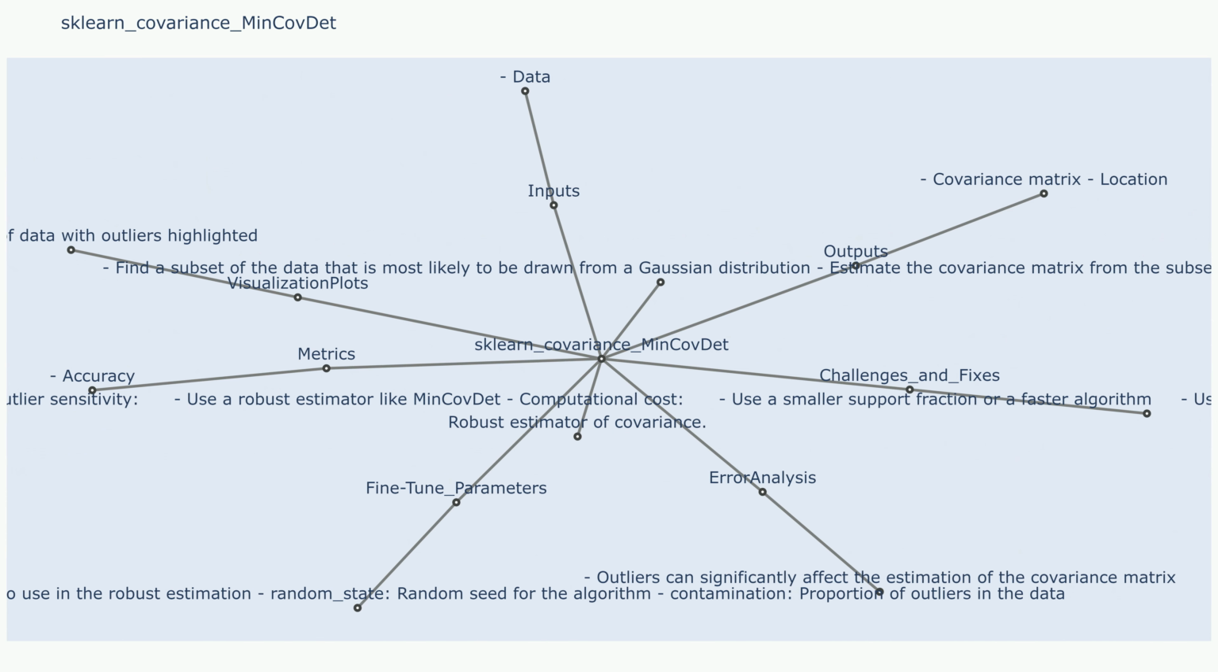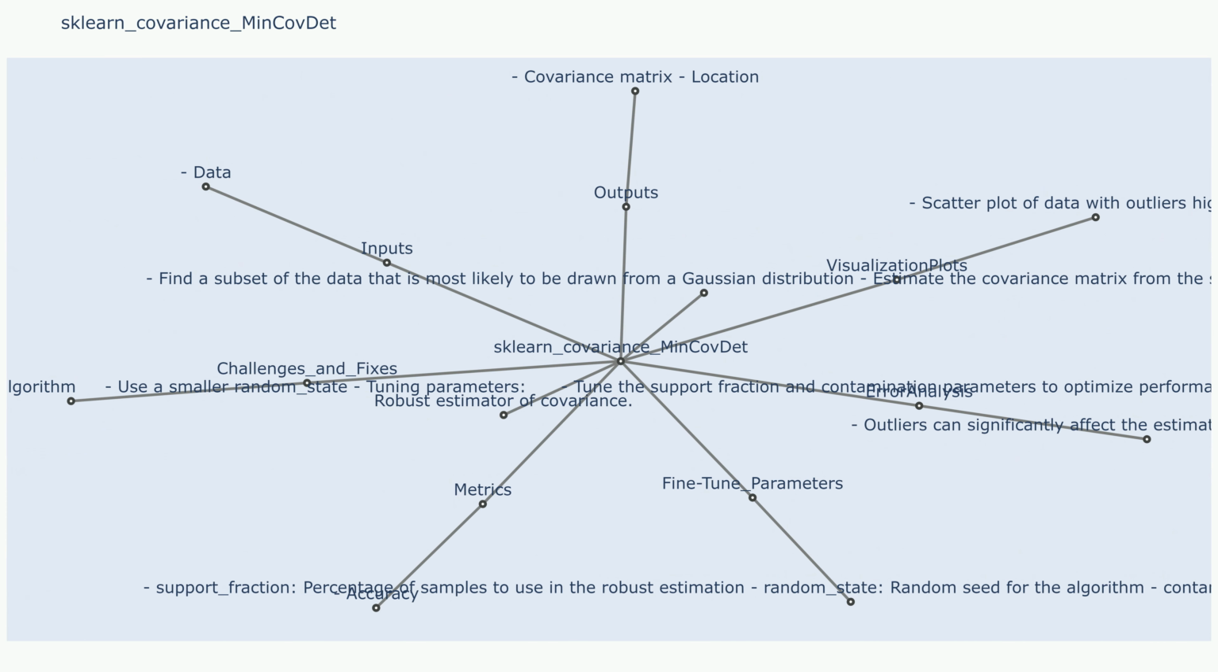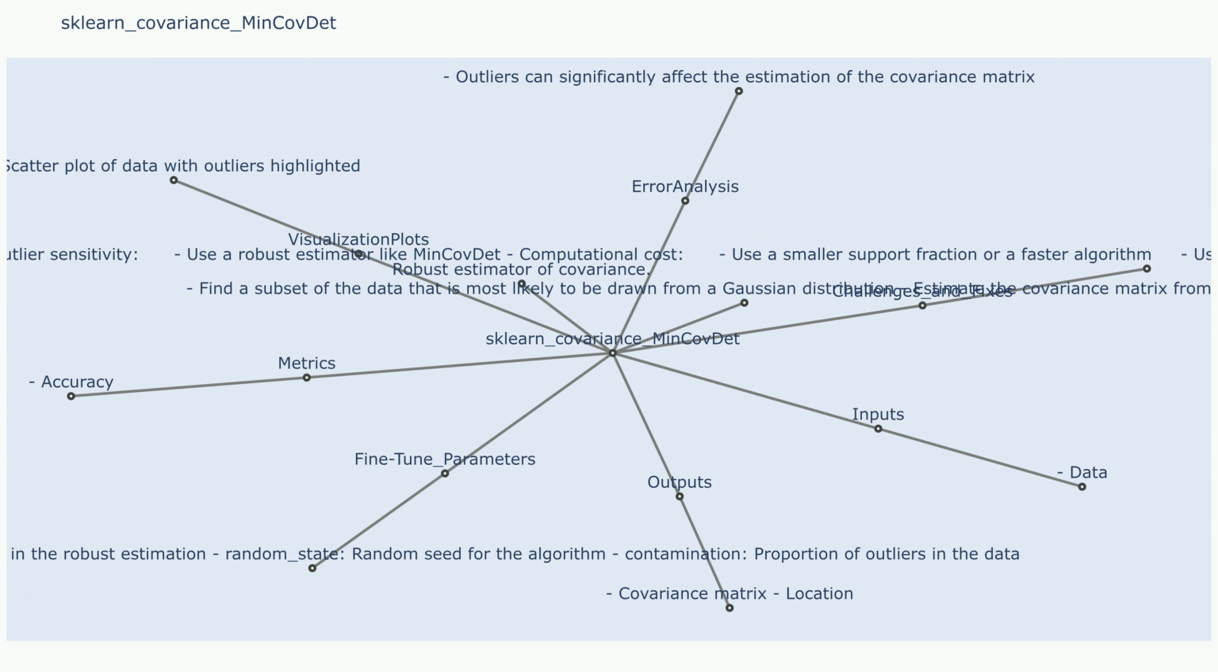Visualization plots. Visualization plot 1: explain in detail. Scatter plots of the data can be used to visualize the effects of outliers. Visualization plot 2: explain in detail. Histograms of the data can be used to visualize the distribution of the data.